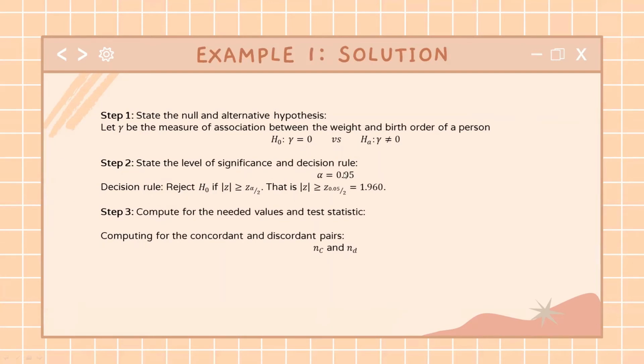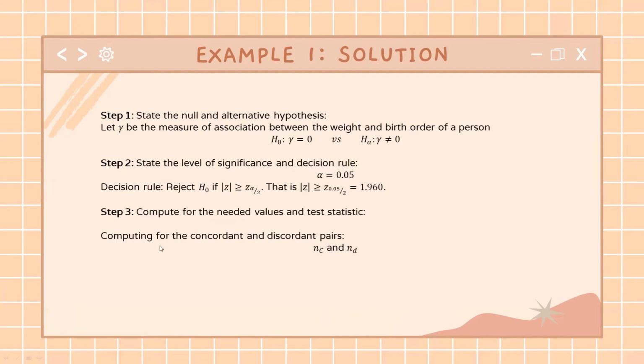Step 2, state the level of significance and decision rule. Alpha is equal to 0.05. For our decision rule, since this is a two-sided test, we will reject the null hypothesis if the absolute value of C is greater than or equal to C sub 0.025, that is also equal to 1.96.